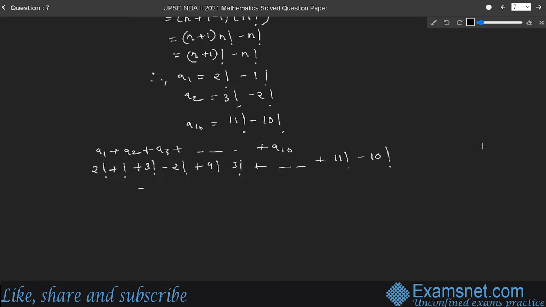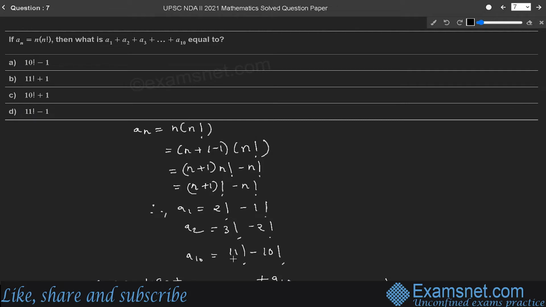So in this way we will get the answer, which is 11 factorial minus 1 factorial, or we can say 11 factorial minus 1. So this is the correct option for the question. Therefore the correct option here is option number D. I hope it is clear to you. In this type of question, we just have to find the value for a1, and then similarly we can find the values up to a10, and then we will add all the values and get the required answer for the given question.